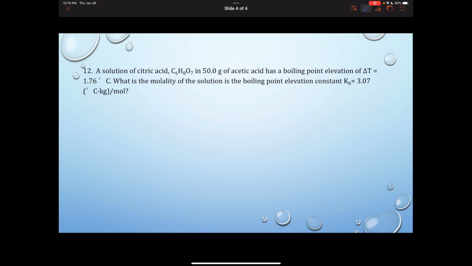Now, at the same time, it may be useful to use temperature changes to determine a concentration. We can measure temperature change very easily in the laboratory. So if we look, for example, at problem 12, we're told we've got a solution of citric acid in 50 grams of acetic acid, and it has a boiling point elevation of 1.76 degrees Celsius. And we're asked for the molality of our solution if the boiling point elevation constant is 3.07.